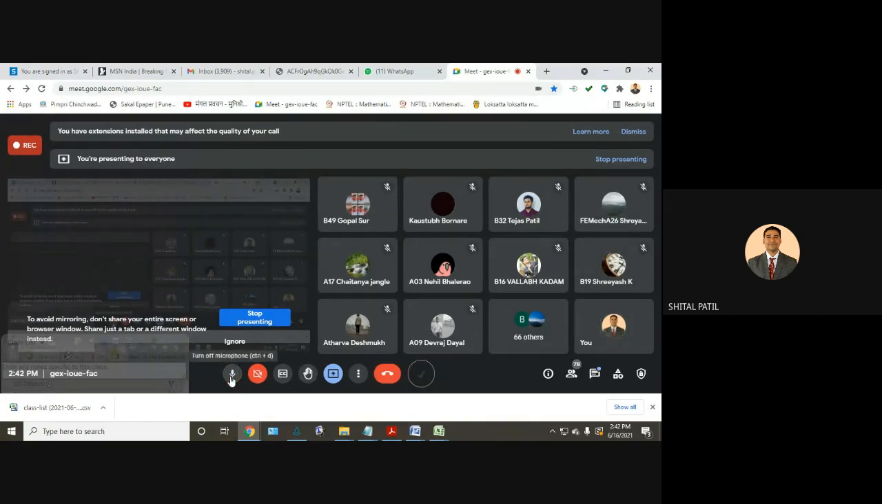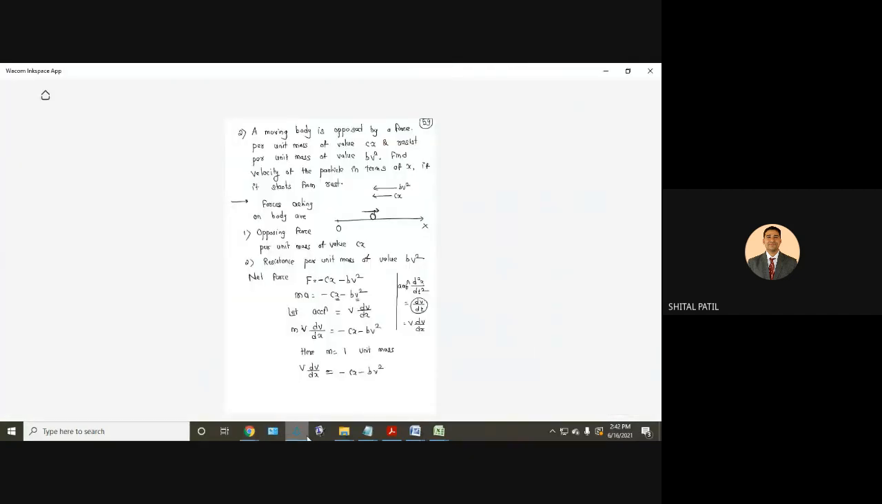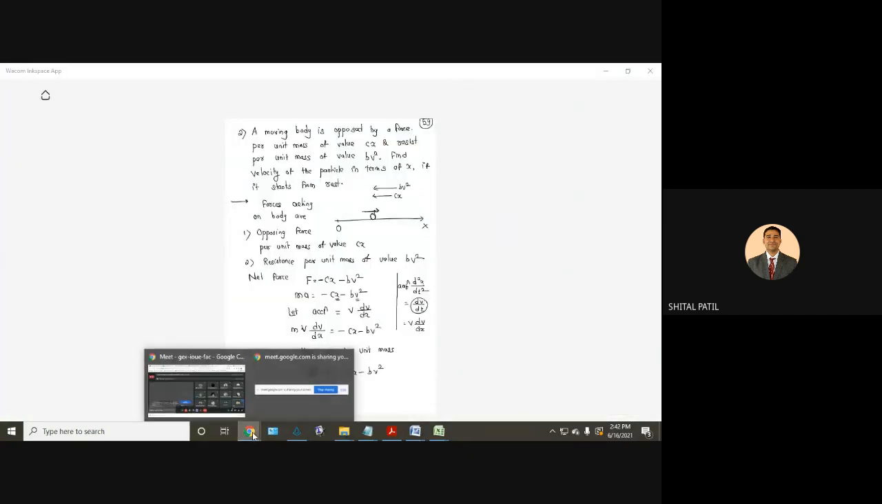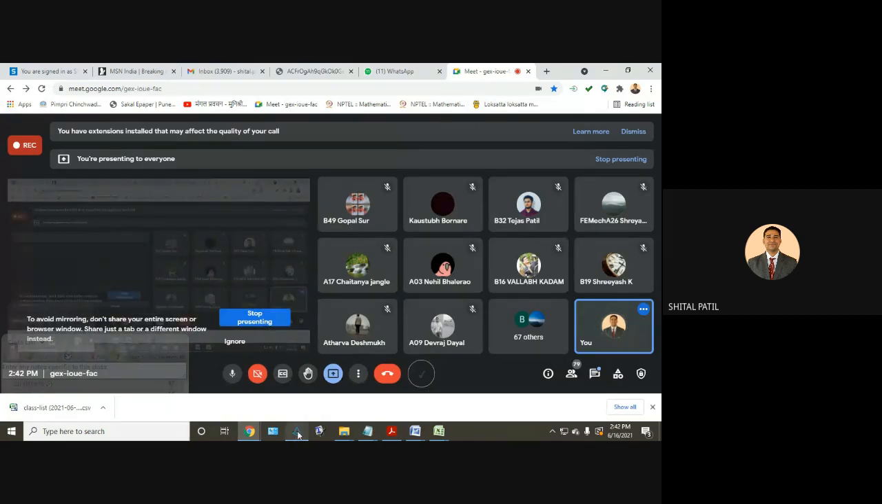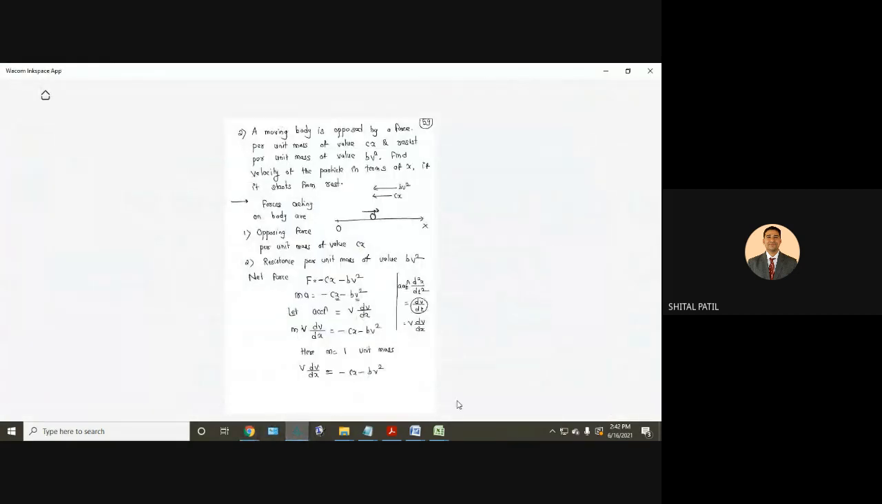Okay. Hope you might have solved the example. Can anyone tell me how we can solve the differential equation? Anyone? Is it in a variable separable form? Can we separate v and x? Anyone? Tejas, can you separate the variables?